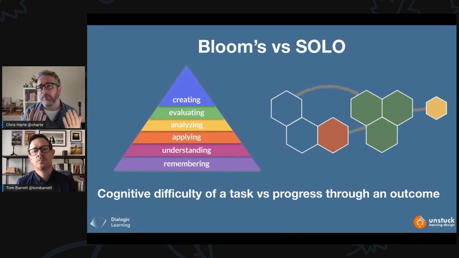So it's really important that, just because they both are taxonomies, they are both really valuable, but they serve very, very different purposes. Bloom's is looking at a task and its cognitive difficulty. SOLO is looking at the progress of an individual learner through the learning outcomes that are made visible, in terms of the complexity going from surface to deep to conceptual understanding. So hopefully that makes sense, but it's a really important differentiator to put in there.